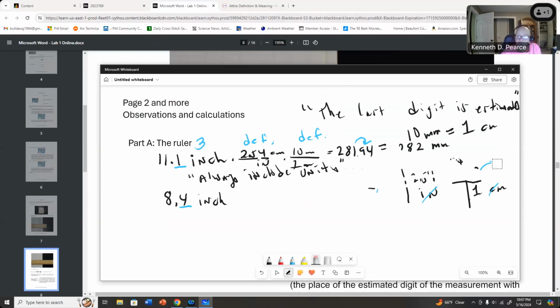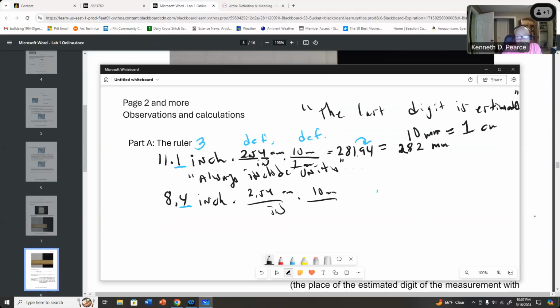Okay? And I'm going to erase the conversion here. I just put it down there for illustration purposes, and we can do the same thing for the other one. Let's go ahead and redraw this down here. That should be 282. There it is. And we do the same thing here. 2.54 centimeters per inch, and then 10 millimeters for every centimeter. And we put that in our calculator. And we go 8.4 times 2.54 times 10. And I get 213.36.